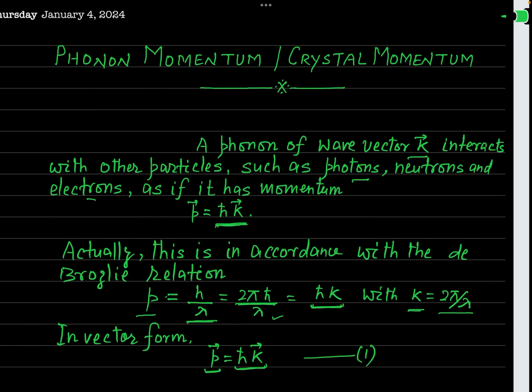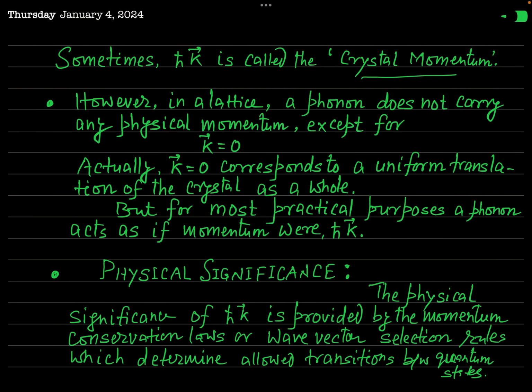Now this momentum of phonon is also known as crystal momentum. Sometimes we say that h bar k is crystal momentum. As I have told you earlier, in a lattice a phonon does not carry any physical momentum except for k equal to 0. When k is 0, it means there will be a uniform translation of the crystal as a whole. So except for this condition k equal to 0, momentum of a phonon does not have a physical evidence, but for most practical purposes, we consider that a phonon behaves like a particle having momentum h bar times k.